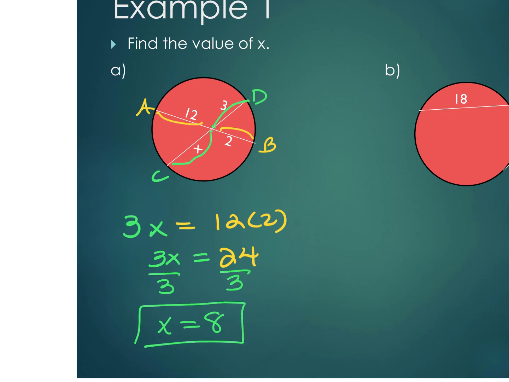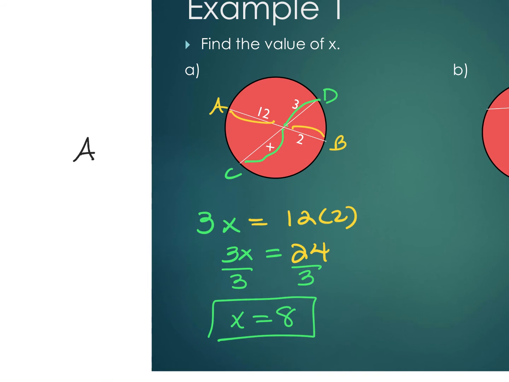However, let me just demonstrate that AB is not congruent to CD, only the products, because when I multiply them both, they give me 24. So for AB, to find its length, I'm just going to add the 12 plus 2, and the length of AB is 14. But if I do CD, I just found x to be 8, so 8 plus 3, and the length of CD is 11. Again, notice the chords are not congruent, but their products are.